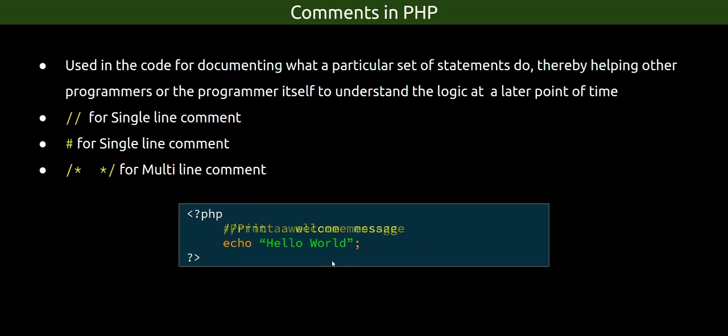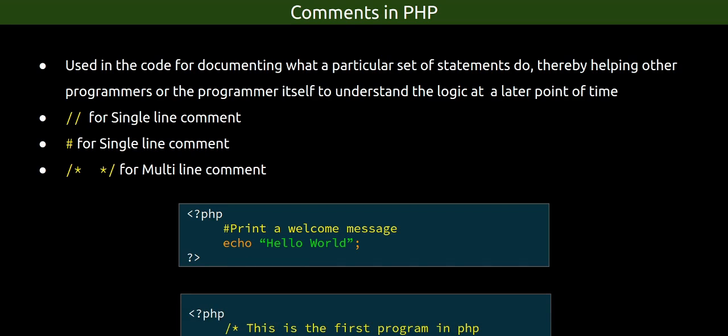Another way to put the comment is like this. Instead of double slash, you can use the hash symbol. And if you have more than 1 line of comment like this, then you can put the comment between slash star and star slash.